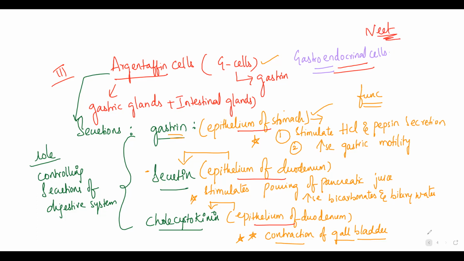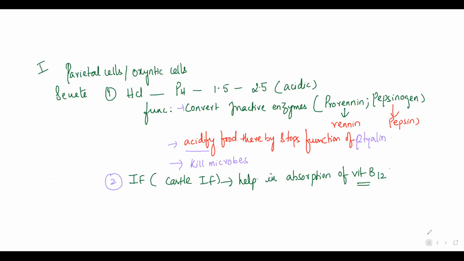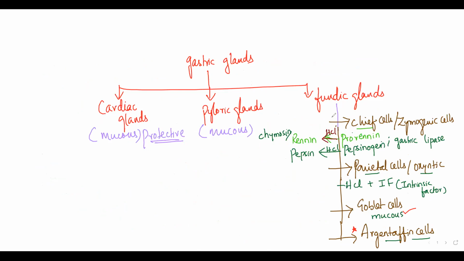Children, let me see whether I have covered all these cells. Yes, we have gone through the chief cells, the parietal cells, the goblet cells and mucus production, and the argentaffin endocrinal cells, and the pyloric glands pouring the mucus, which is protective in function, and the cardiac glands pouring the mucus, which is also protective in function. So this is all about the gastric glands present in the stomach.